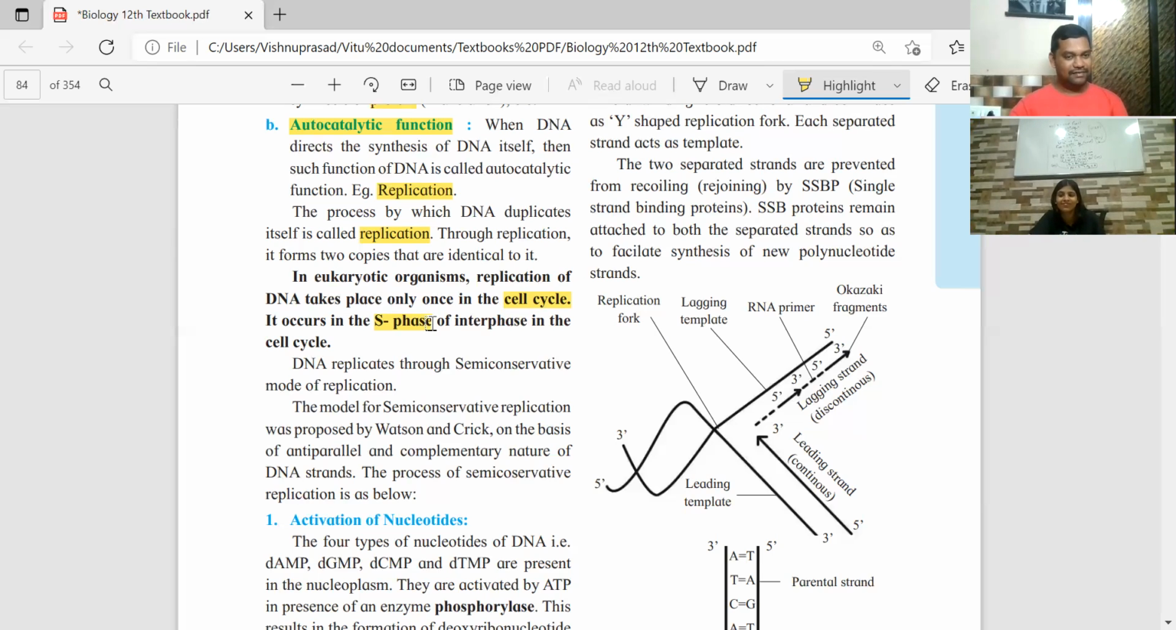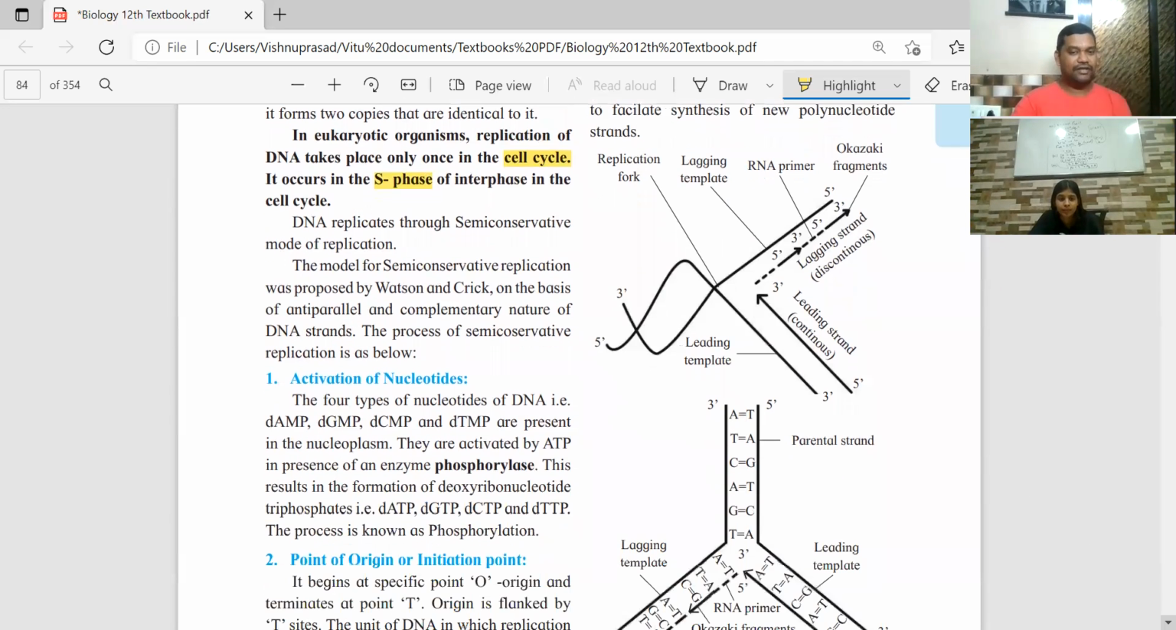Very, very important question. Replication of DNA takes place in the S phase of the interphase in the cell cycle. Understood the actual meaning of DNA replication and when it takes place? अभी हम लोग को देखना है कि how does the DNA actually replicate? It's very interesting, ध्यान से सुनो.